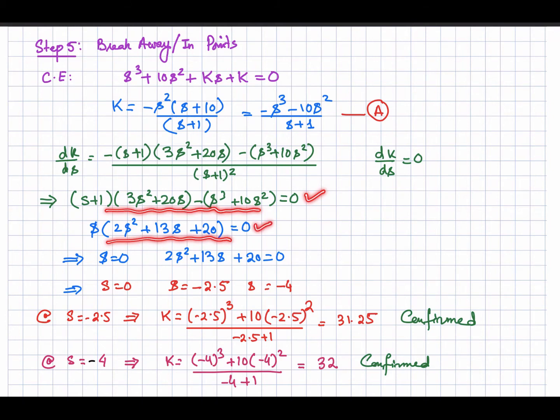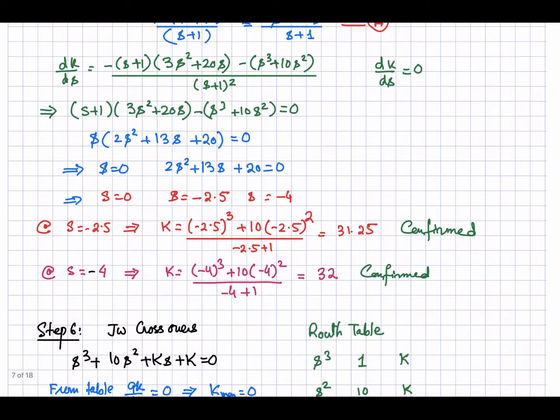So we have this expression, right? And from here I can say s is either equal to 0 or this portion is equal to 0. So one root is at 0, and the other two roots are obtained by solving this quadratic equation. One root is at minus 2.5 and the other one is at minus 4.